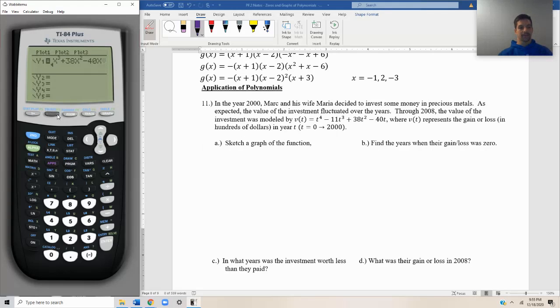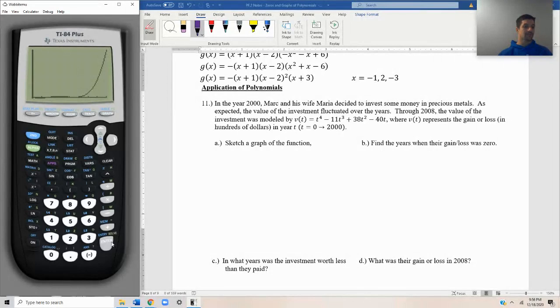Again, we know that this is going to start at the year 0, which is 2000, and we want to track it through the year 2008. So I'm going to hit window, set my x minimum to 0 to start at year 2000, and my x maximum 8 to finish at the year 2008. Then going to hit zoom and go down to the 10th option, zoom fit. What that's going to do is fit my picture onto my graph.